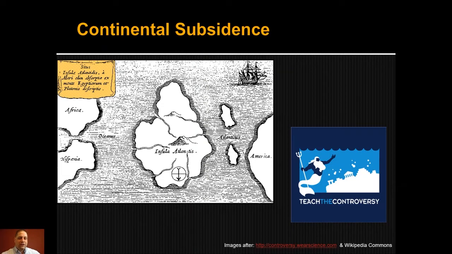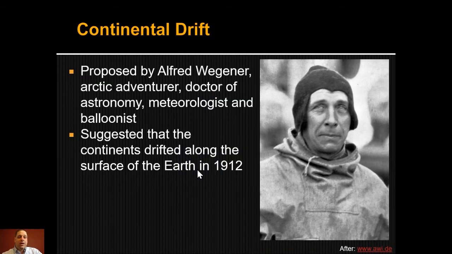So here we have Atlantis, not really a real example of continental subsidence, but one that's provoked a lot of stories over time. It's an interesting topic on its own. But so continental drift as an idea was first proposed by a guy named Alfred Wegener, who had explored the Arctic. He had a doctorate in astronomy, and he worked as a meteorologist and also a balloonist.